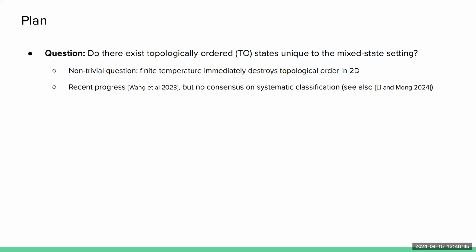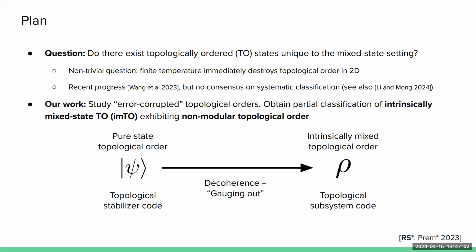I'll say that in the past year or two, there's been some recent progress in looking at specific instances of what appear to be intrinsically mixed state topological order. But as of yet, there does not appear to be a consensus on a systematic generation or classification of these states. So what I'll try to argue in the following slides is that we're able to generate and partially classify a large class of what we call intrinsically mixed state topological order, or MTOs.